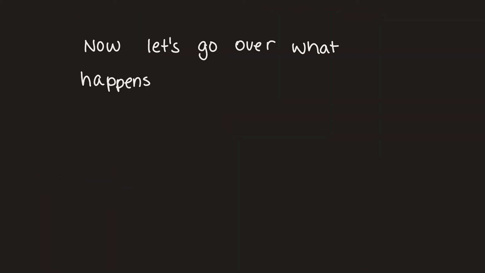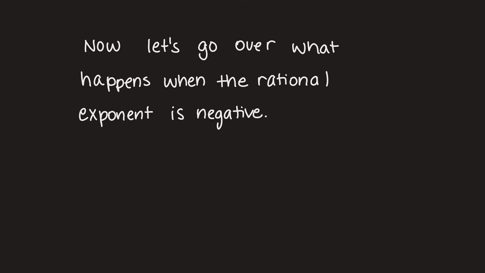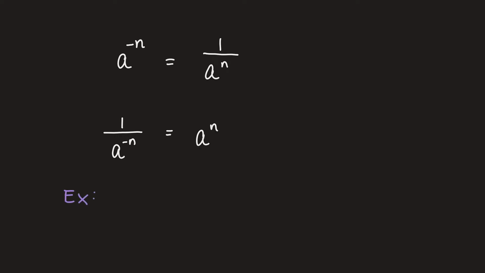So now let's go over what happens when the rational exponent is negative. This takes us back to our exponent rules for negative exponents. Let's refresh our knowledge. So if we have a value a raised to the negative n, this will equal 1 over a to the n. And if we have 1 over a to the negative n, this will equal a to the n. So for example, to write an expression like 2 to the negative 4 with a positive exponent, we take the reciprocal of the base and make the exponent positive. So it becomes 1 over 2 to the 4th, which equals 1 over 16.